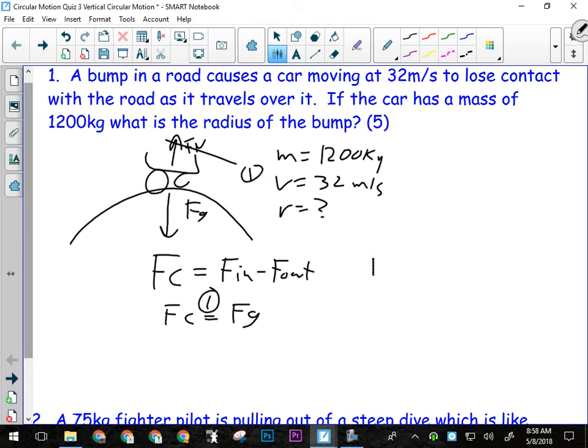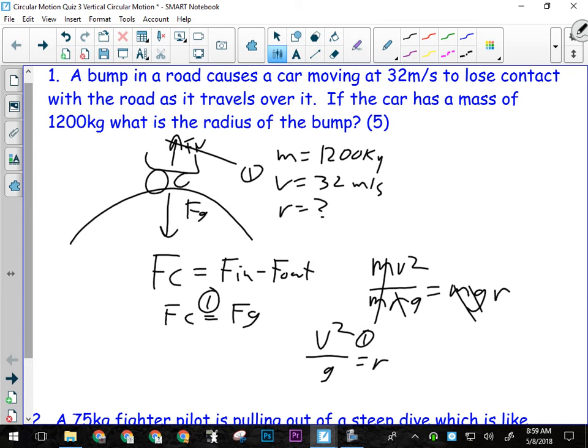Okay, and then we have mv squared over r equals m times g. We are looking for r. So we're going to bring r over to this side here, and then we are going to bring m and g over to this side. M will cancel, and we'll be left with v squared over g equals r. So give them a mark if they have this manipulation.